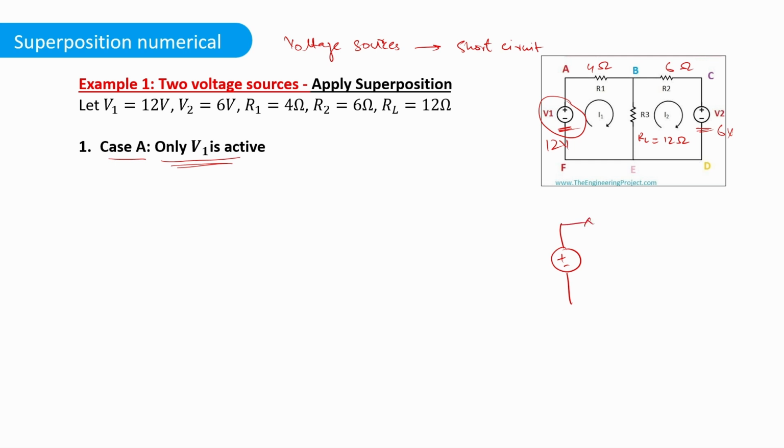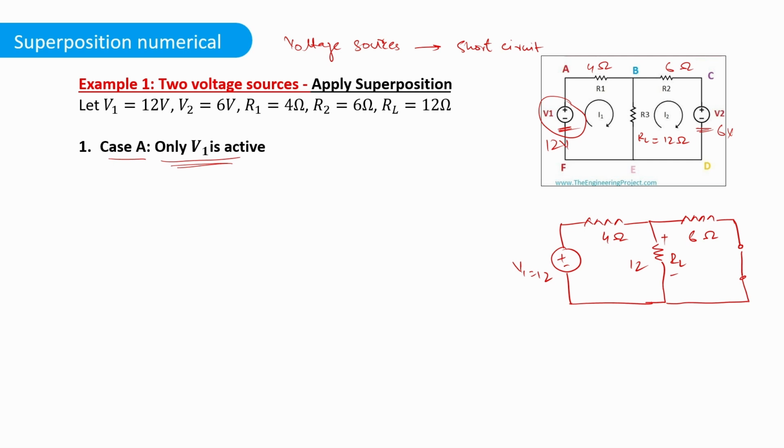So this diagram will actually look like this once we begin with the superposition theorem. This will stay same as this because we don't change anything with the resistances. We only change the sources. So since this is a voltage source, this will be short circuited and we will have a circuit like this. Now we have V1 equal to 12 volt and all the other values remain the same. So what we will do is that we will apply Kirchhoff's voltage law in both loops and try to determine the values of I1 and I2 and then determine the current through this load resistance.